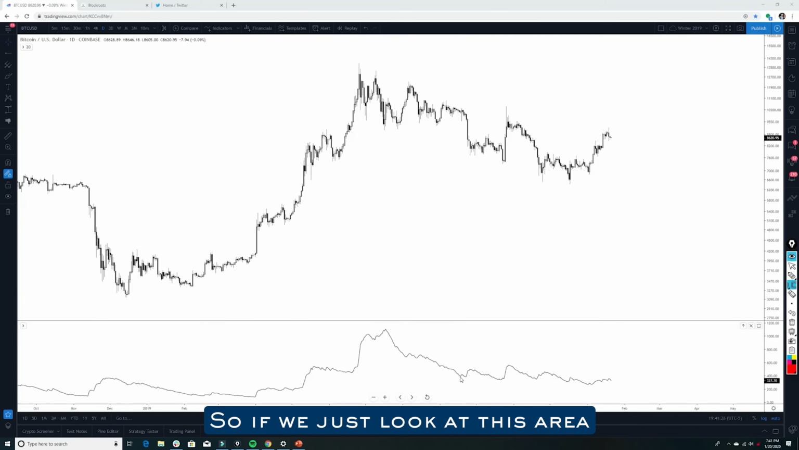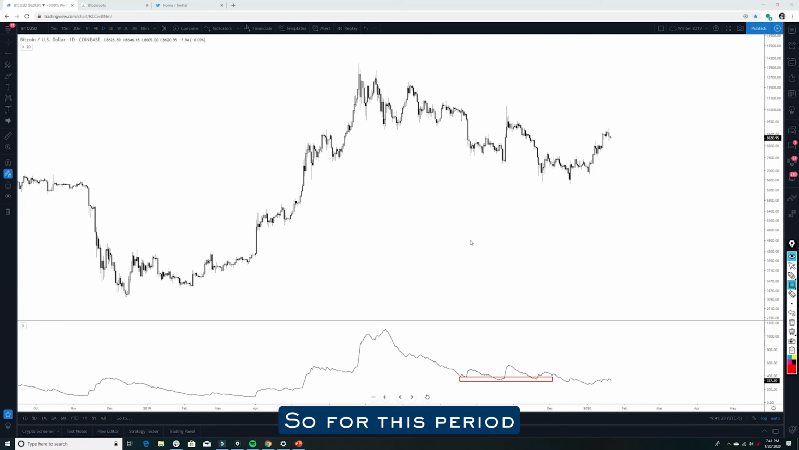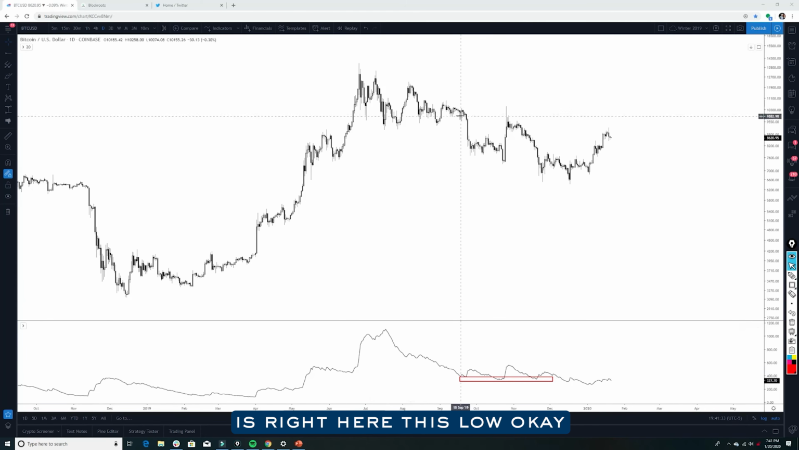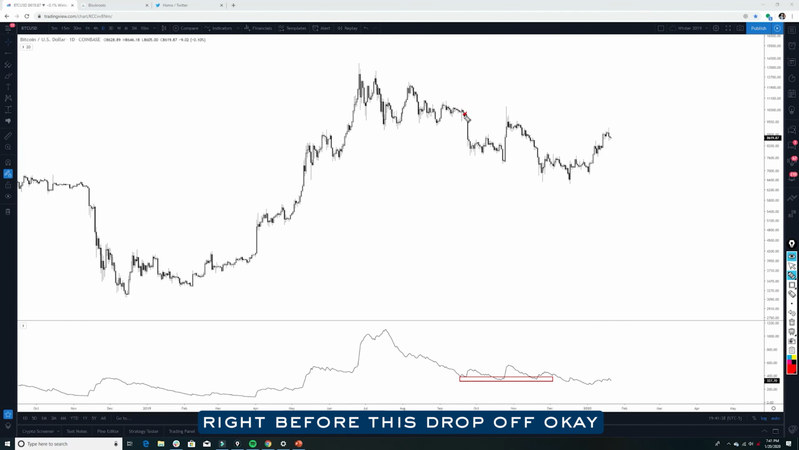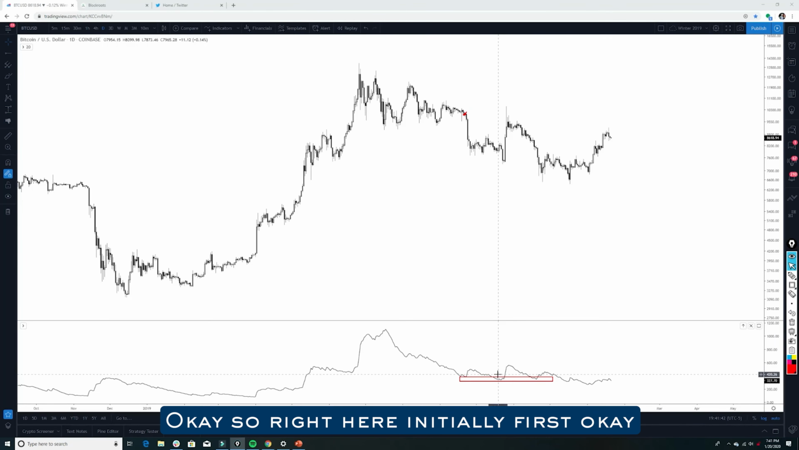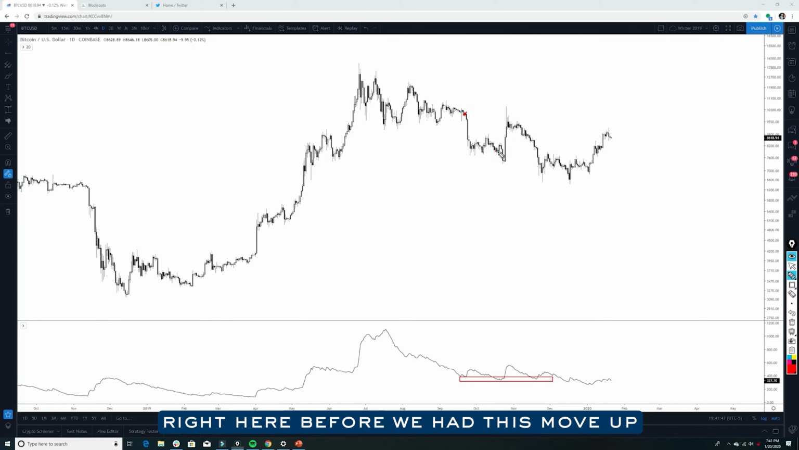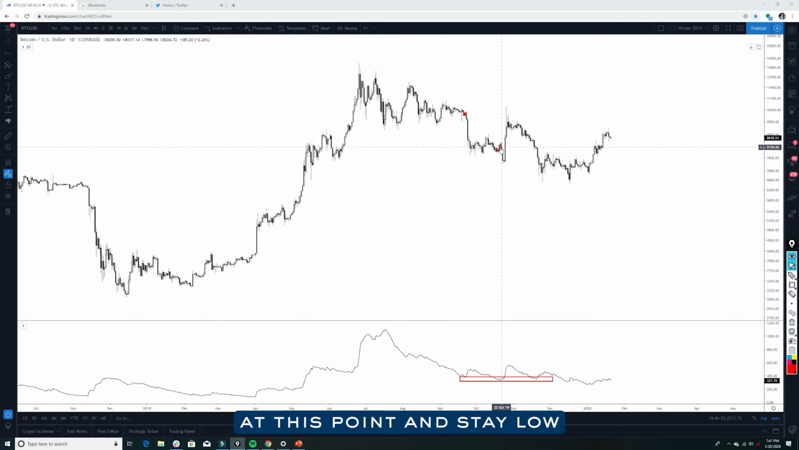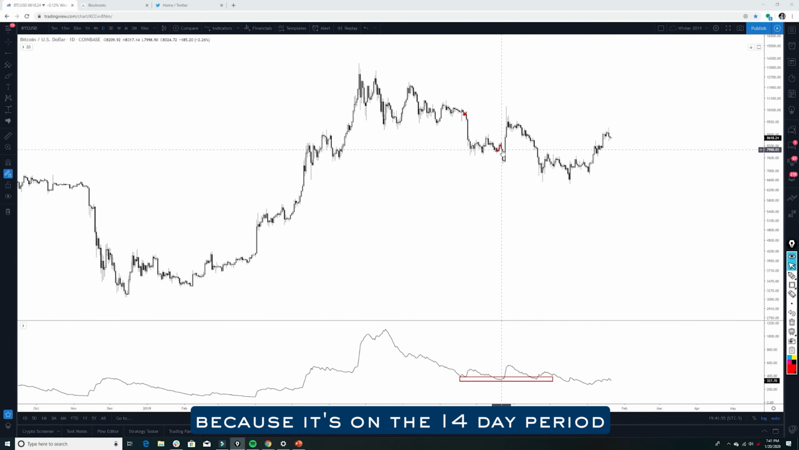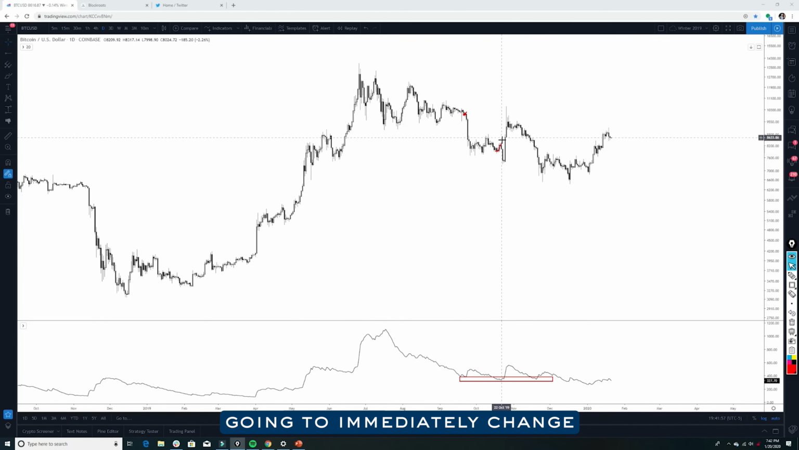So if we just look at this area over here, for this period, what we're looking at is right here, this low, which is right up here, this point where we were standing right before this drop off. And then we have right over here. Right here initially first, right here before we had this move up, and then again up here. The ATR is going to obviously be really low at this point and stay low. It's not going to change immediately because it's on the 14-day period.